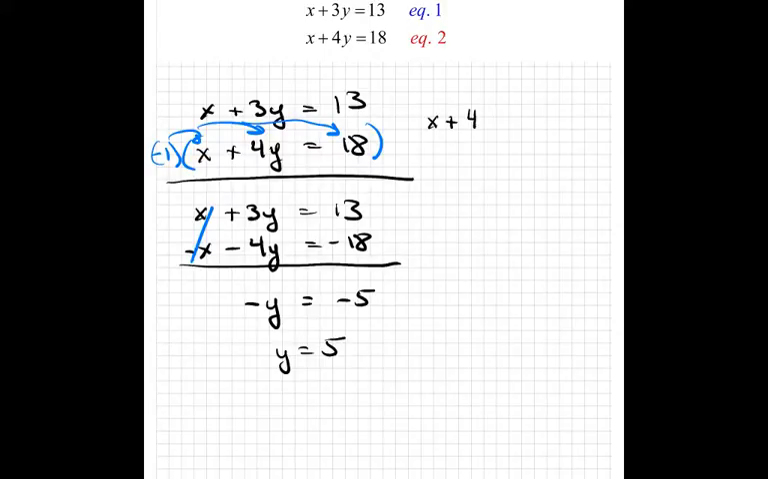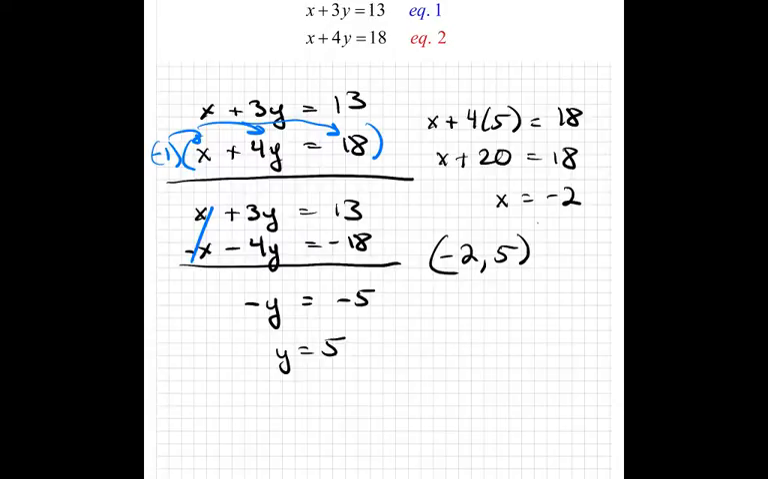4 times 5, it should equal 18. So now if we solve, we get x plus 20 equals 18. Subtract 20 from both sides. X equals, what is that, negative 2. So our claim is that the ordered pair negative 2 comma 5 should work in the original.